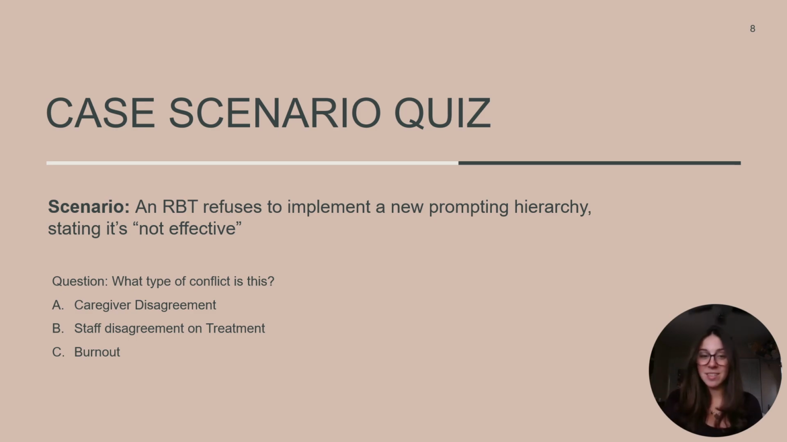It would be B, staff disagreement on treatment, because the RBT is the one not wanting to implement a new prompting hierarchy. So this is just about identifying, right? Can you identify which conflict is what? Hopefully you got this one right. Let's go on to the next.